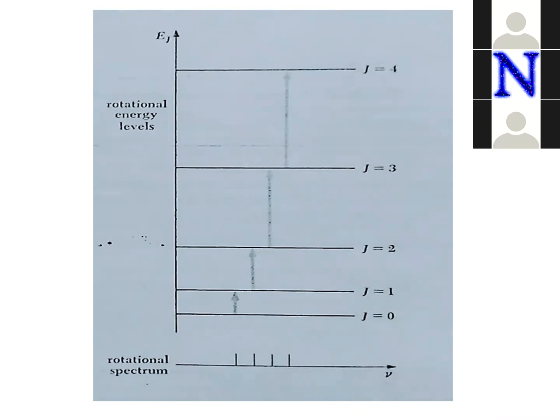Okay, so radiation is emitted whenever a molecule makes a transition from a higher rotational energy state to a lower rotational energy state. Therefore, if a molecule is making a transition from a higher energy level to a lower energy level, there must be an emission of radiation or photon. This is what leads to the emission spectrum.